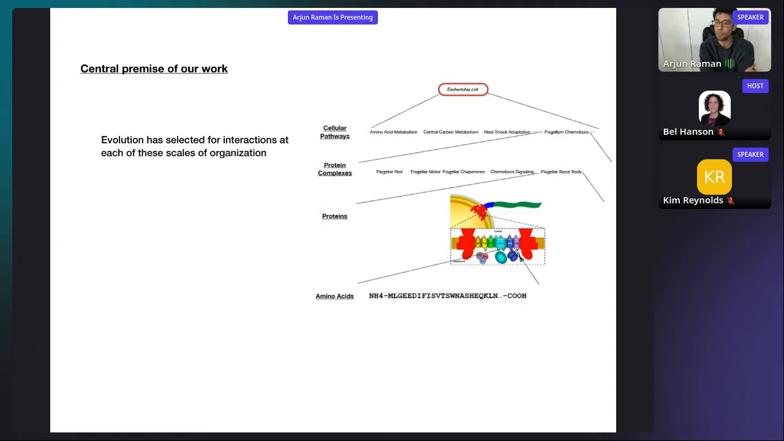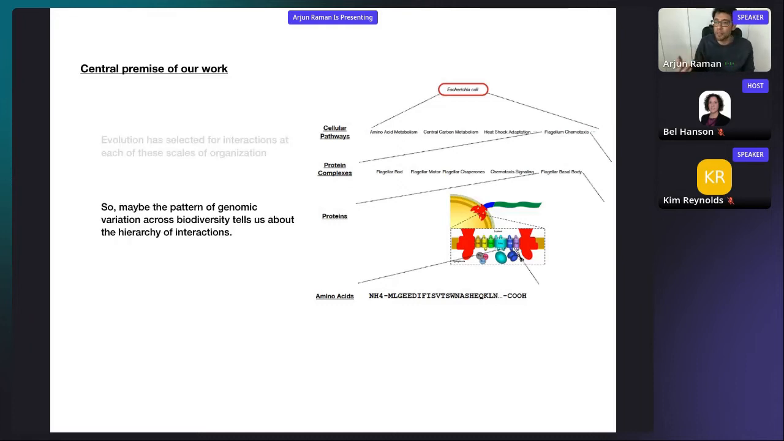And one of the central hypotheses that we had was that perhaps evolution can help us with respect to understanding what interactions are salient to encode function at all scales of organization in biology. So here I'm showing you a picture of an organism, E. coli, that is comprised of cellular pathways. Each cellular pathway is comprised of protein complexes, and each protein complex is comprised of proteins, which are comprised of amino acids. And so the posit is that evolution has selected for interactions within parts comprising these different scales at each scale of organization. So what we thought was that maybe the pattern of genomic variation across biodiversity can tell us about not just any particular scale of interactions, but a hierarchy of interactions. That is how you get from, say, individual proteins to pathways.